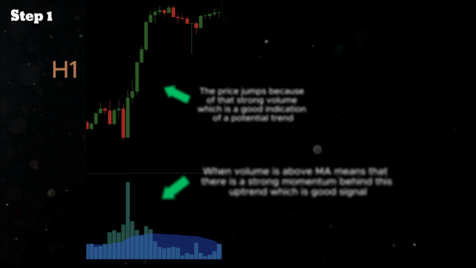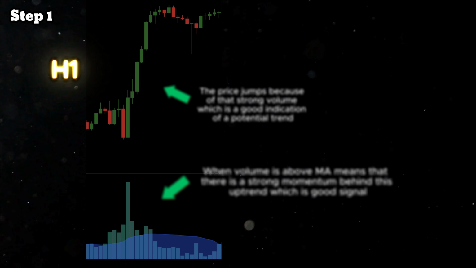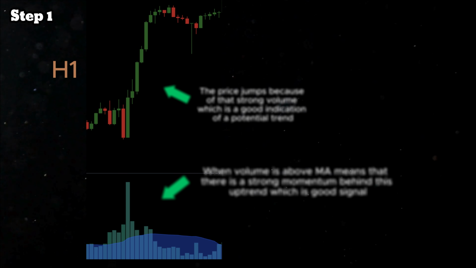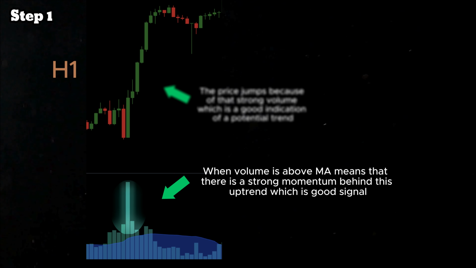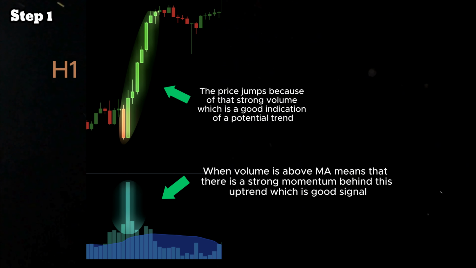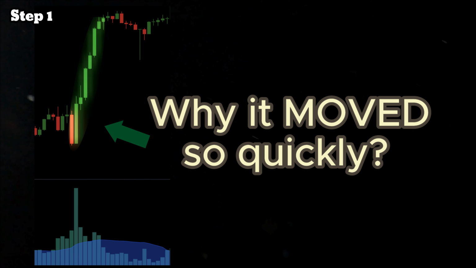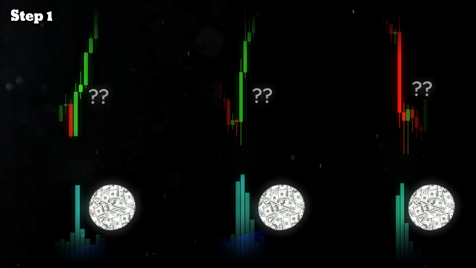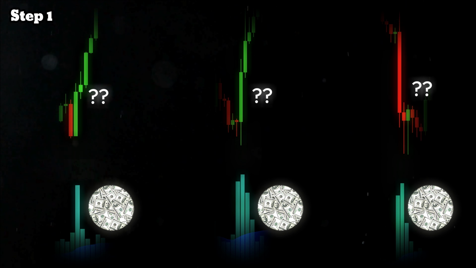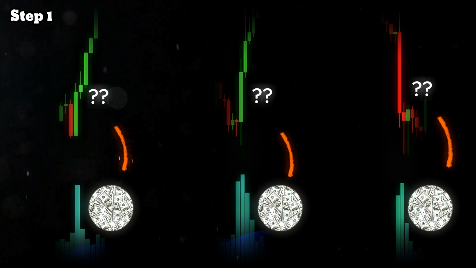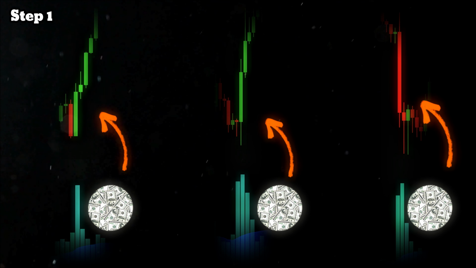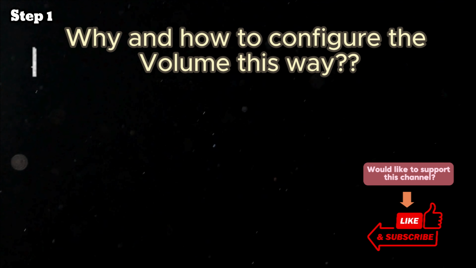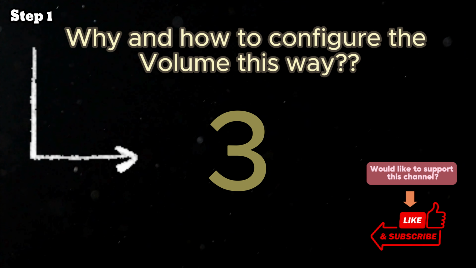Take a look at this example. Notice on this 1-hour chart, every time the volume is above the EMA, which is this cloud shaded area, the chart moves strongly. You might be asking why it moved so quickly. Well, the reason is because the volume indicator indicates the moves or actions of market participants. And in this case, there were participants with a lot of money who bought a lot of units, which caused the market to move strongly like it did here. And that is the power of volume indicator. I'll get into how and why I configured my volume indicator this way in step 3.